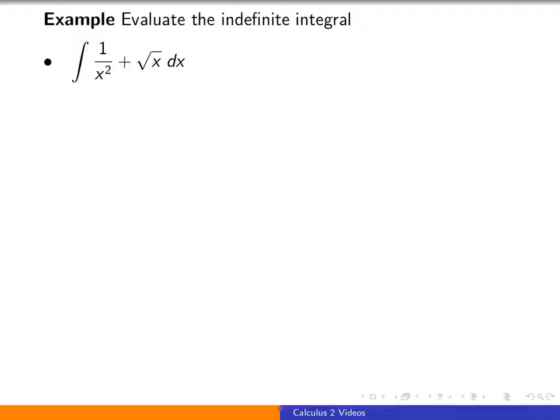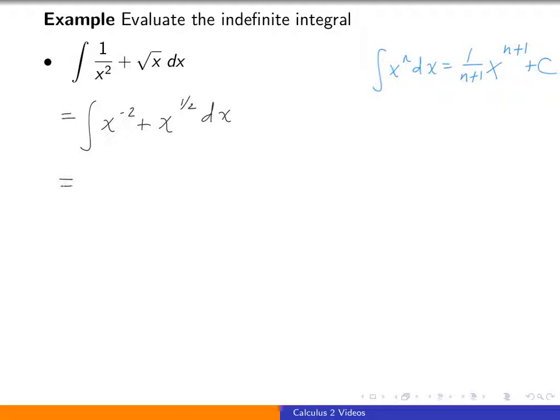So one more example. To evaluate this indefinite integral, notice that the 1 over x squared and the square root of x are not exactly in the form that we had in our previous formula. So as a reminder, the indefinite integral of x to the n is 1 over n plus 1 x to the n plus 1 plus c. So once we can get it in terms of x to a power, we're good to go. So let's just rewrite so that we have powers of x. So this would be x to the minus 2 plus x to the 1/2.